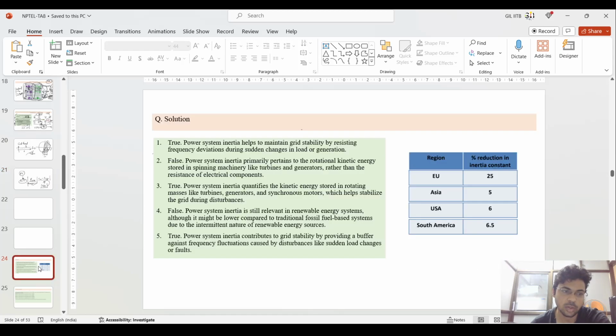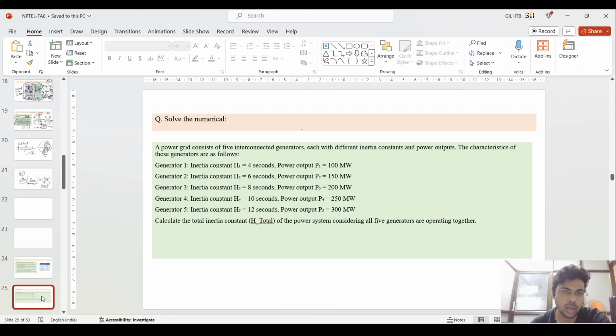For that you have to give a certain margin availability. That same situation happens with the conventional power plant as well. So I have one more question related to this power system inertia. Just go through this question and tell me what is the H total, what is the total inertia that can be given from all the generating power plants.